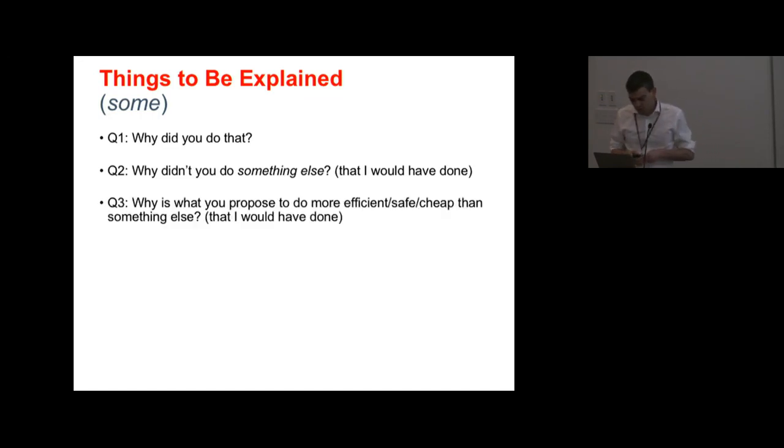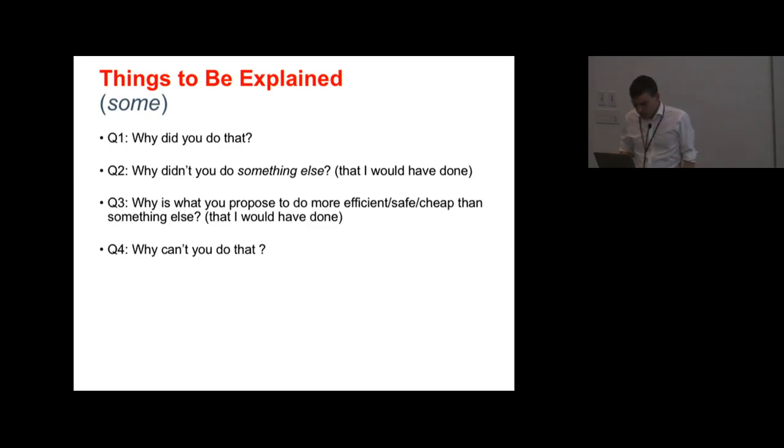Or a variant of this question is, why what you propose is more efficient, safe, or cheap than something else that I would have done? That's very important, particularly in terms of efficiency. Users might expect some different plans to be more efficient than the one that the planner found. Why cannot you do that? In many scenarios, the user would expect some plan, but the planner says, no, that's not feasible.